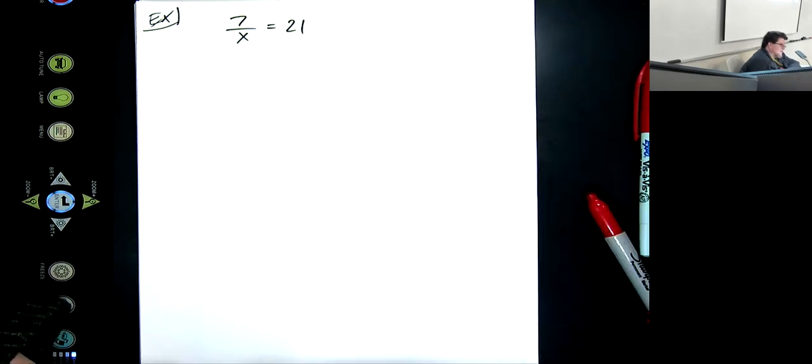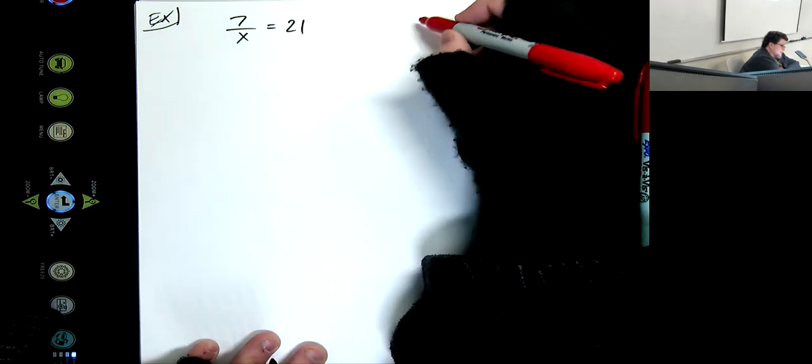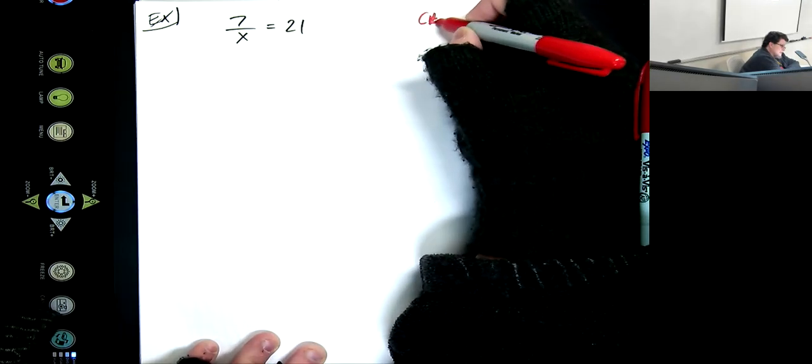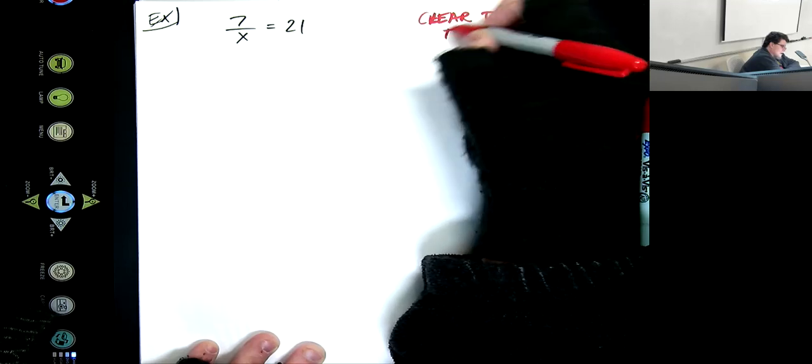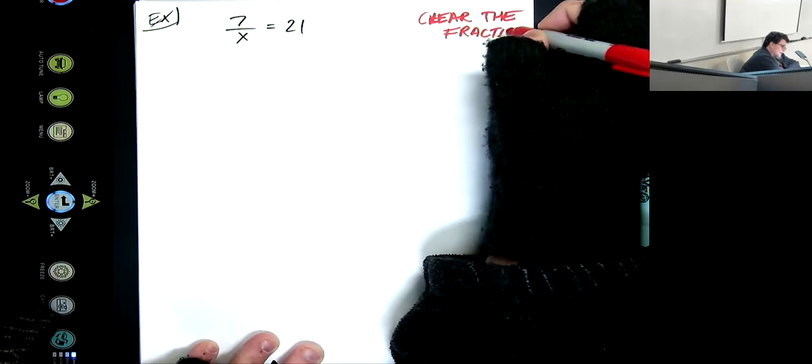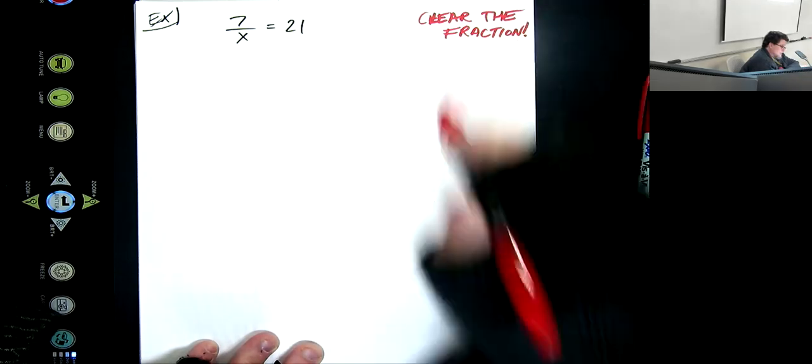The same strategy applies. Clear the fraction. But there's one other rule we have to make sure we pay attention to.